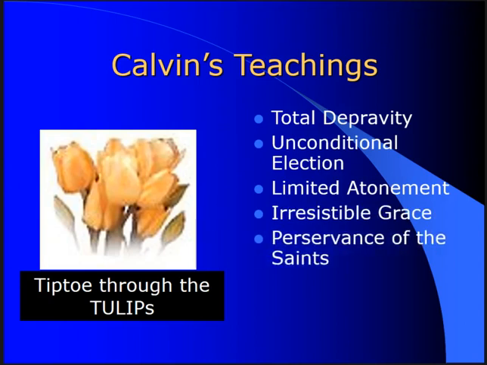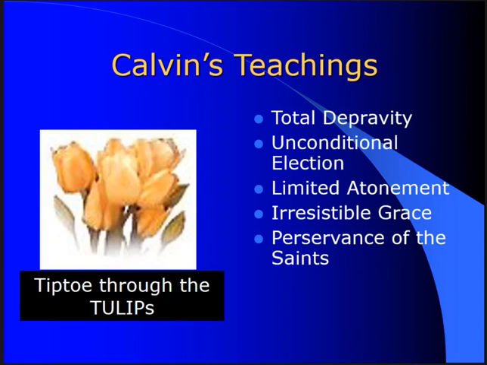By the way, these 5 points of Calvinism, T-U-L-I-P. What does that spell? Tulip. It's an acrostic. And this is what Calvinists call it. Tulip. The tulip of Calvin. I call it tiptoeing through the tulips with Calvin.